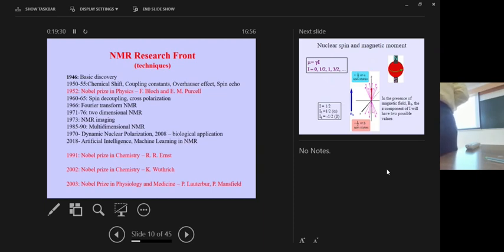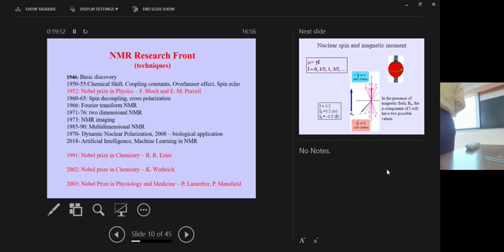During this period, this is the boom period, there were so many discoveries happening: the chemical shift, the coupling constants, the Overhauser effect, spin echo. I will touch upon all of these. We will not go into the theoretical details of those, but I will touch upon them because you need to use them. And then you have spin decoupling. This, of course, is very exclusive to solid state NMR.